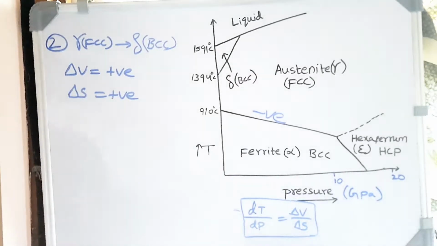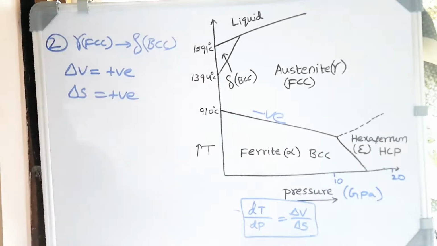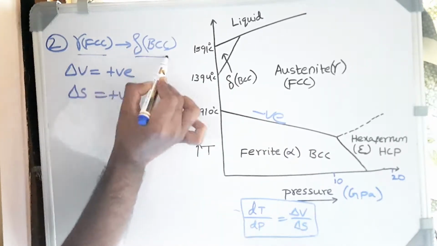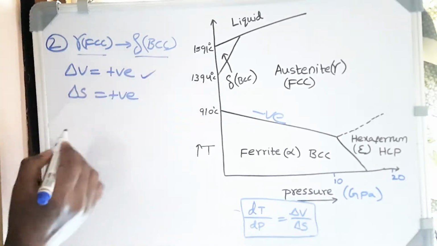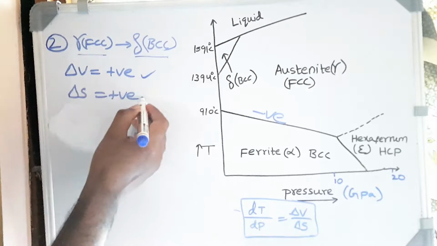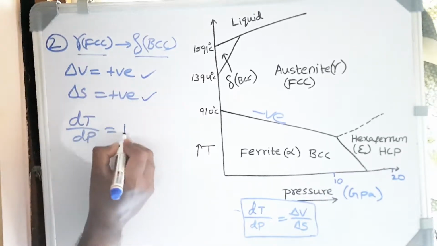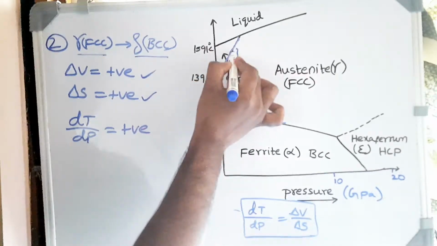Let's consider our second transformation, where FCC is transformed into delta, gamma is transformed to delta. Here it is the opposite of the earlier one, right? FCC is transformed to BCC. BCC has a low packing fraction, so here delta V is positive. Since we are heating, delta S is also positive. So here we get dT/dP equals positive by positive, which is positive. So this curve has a positive slope.